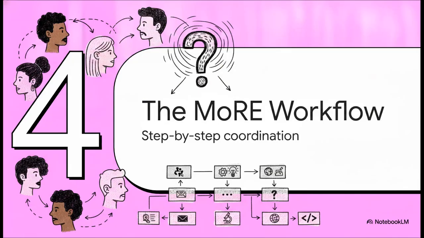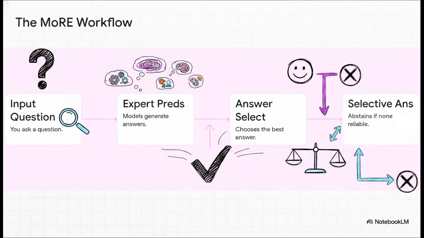Which brings us to Section 4, the MoRE workflow process. Okay, having all these incredible experts is amazing, but how do they actually coordinate on the fly? The workflow is a precise four-step operation. First, you input the question. Second, all the specialized experts generate a prediction based on their unique expertise. Third, an answer selector analyzes all those outputs and chooses the most reliable one based on consensus, where the experts agree most. And finally, step 4, selective answering.